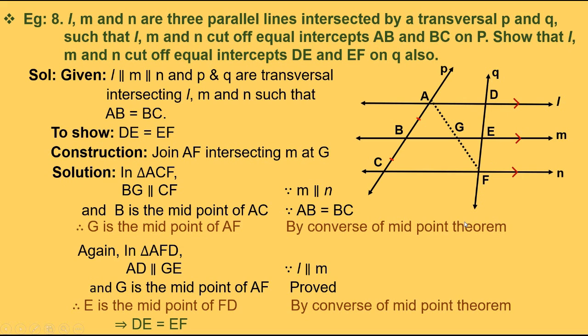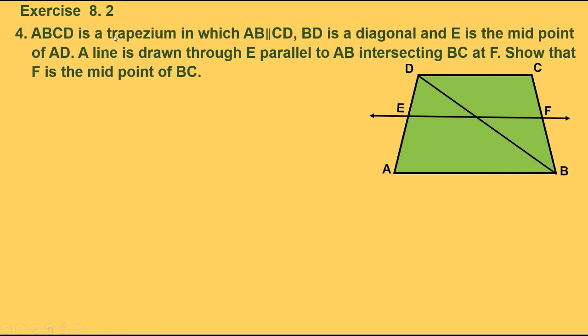Now let's solve problems in exercise 8.2 which are based on this theorem. Problem 4. ABCD is a trapezium in which AB is parallel to CD, BD is a diagonal, and E is the midpoint of AD. A line is drawn through E parallel to AB intersecting BC at F. Show that F is the midpoint of BC.